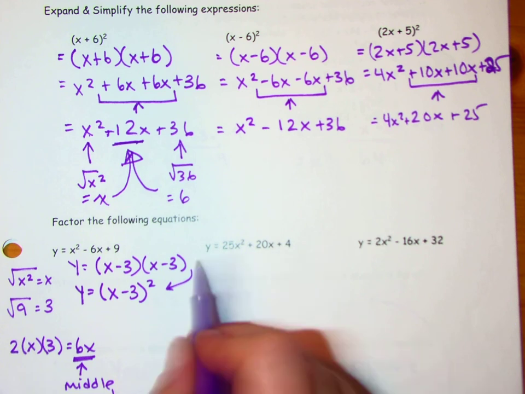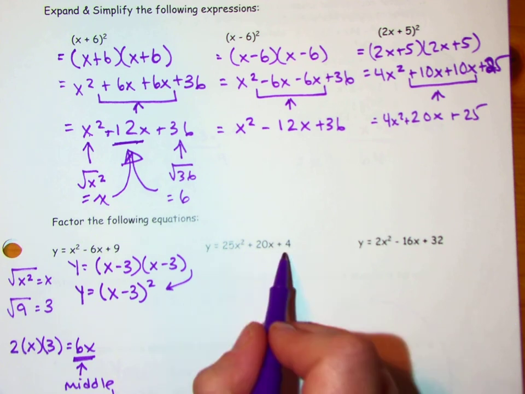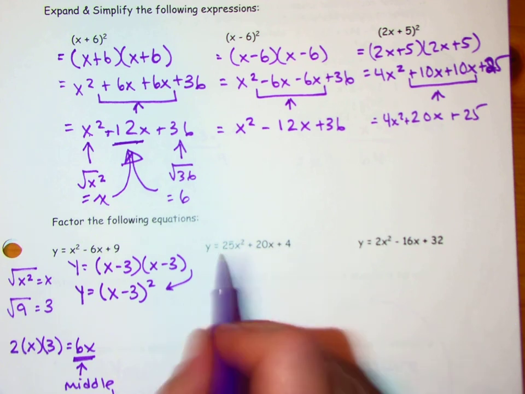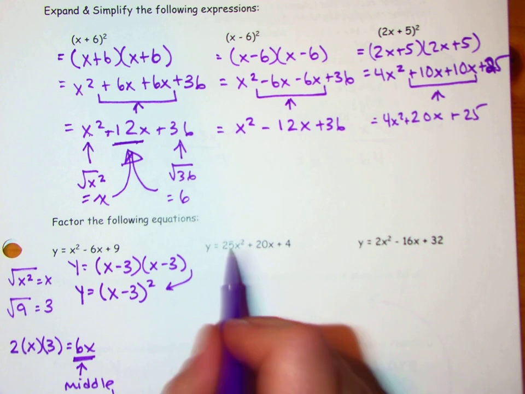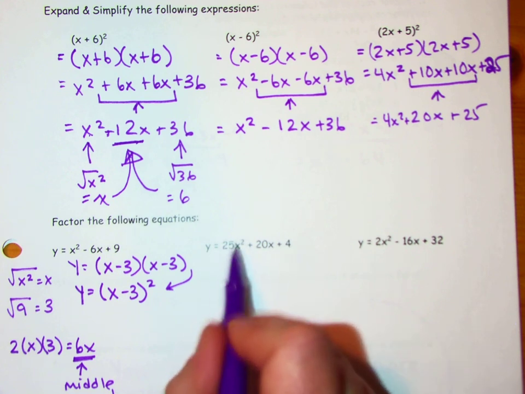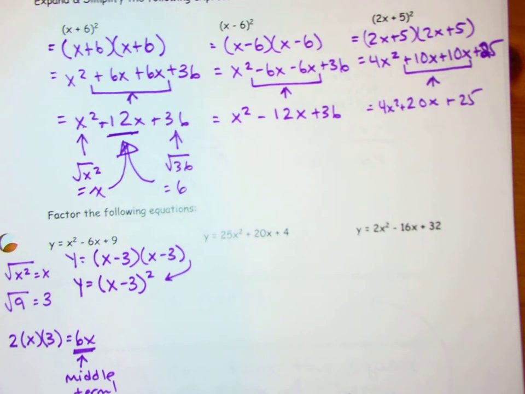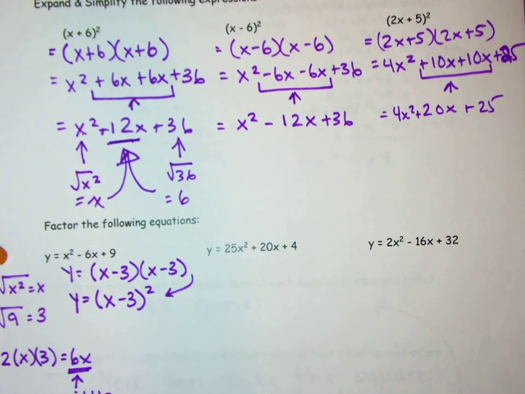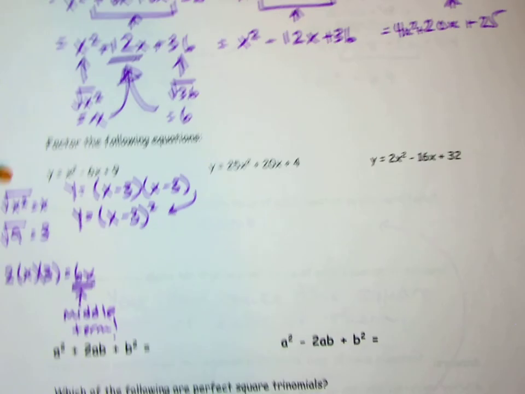Again, we'll check to see if this is a perfect square trinomial. So can I common factor? I can't, I would only have 1, 2, and 4, and none of those come under 25. So I can't common factor here.